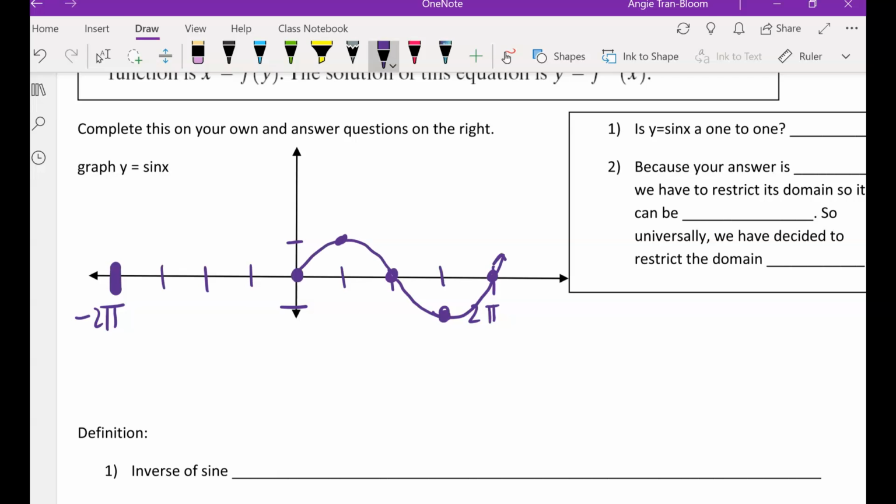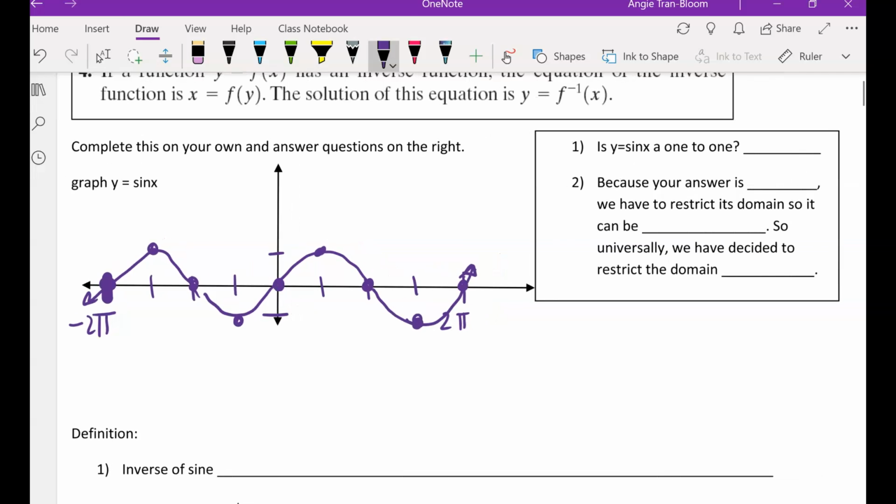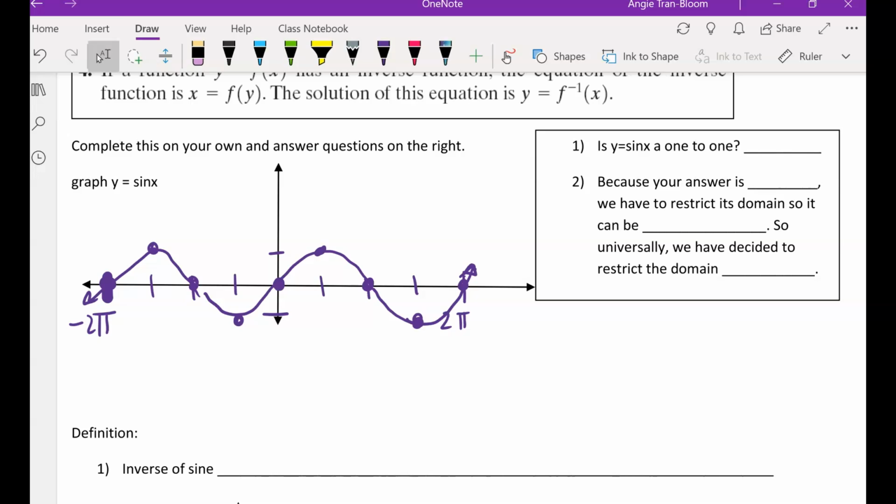The other period, we are just going to follow our pattern. Okay, so there's our normal sine graph. Question: is this a one-to-one? How do you know, by the way? What's a one-to-one function? It does not pass the horizontal line test, right? Meaning that if I were to draw a horizontal line anywhere, it intersects my graph multiple times. So this is definitely not a one-to-one. Is it a function? Yes. It's a function. It's not a one-to-one function.